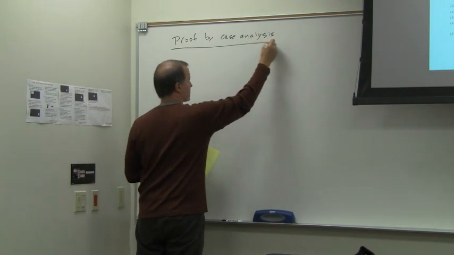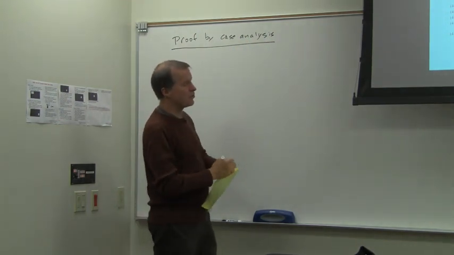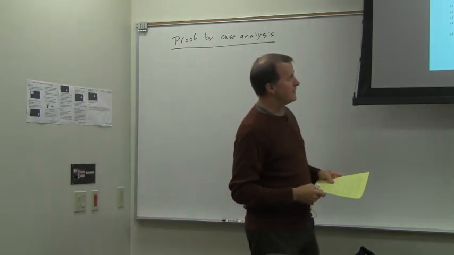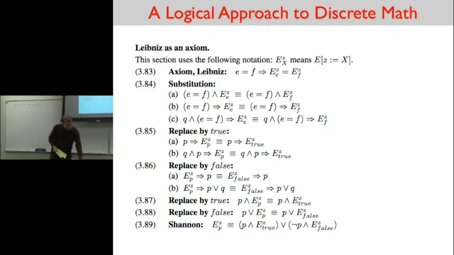And before we take a look at proof by case analysis, what I'd like for us to do is to go back and take a look at these Leibniz's and axiom theorems, because proof by case analysis is actually based on them. There are some really interesting ones here. I don't know if you've thought about some of these yet, but particularly let's take a look at 3.87, 3.88, and 3.89.